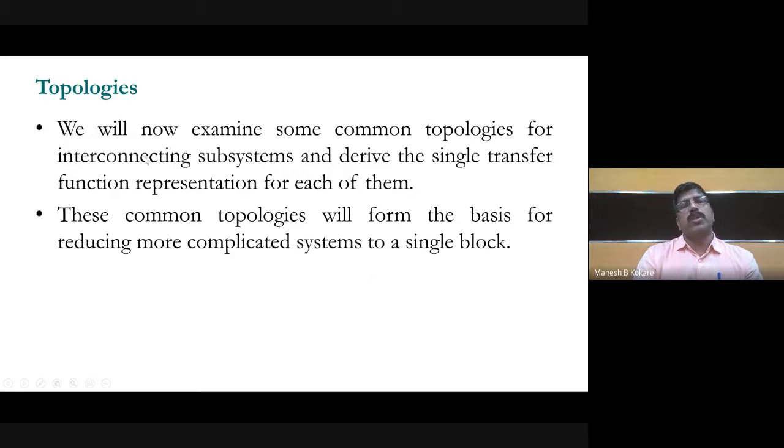So the topologies we will examine are some common topologies for interconnecting subsystems, and we will derive the single transfer function representation for each of them. If multiple blocks are connected together and form a complete system, how to find out the overall transfer function is the big challenge. By using block diagram reduction techniques, we can do it very easily. These common topologies will form the basis for reducing a more complicated system into a single block, and that will give the overall transfer function of the system.